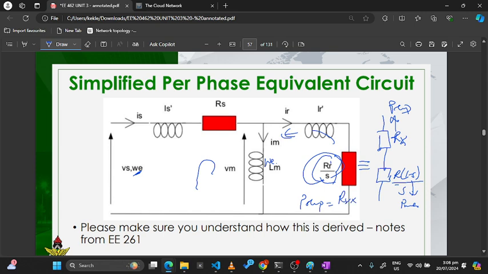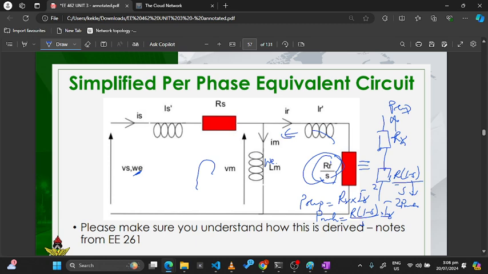times the current that is flowing here, which is I_R squared, the square of the current. Then for the mechanical power, it is the resistance here, which is R (1 minus S) all over S, times the square of the current flowing through it, which is I_R squared. Is that okay? Yes.